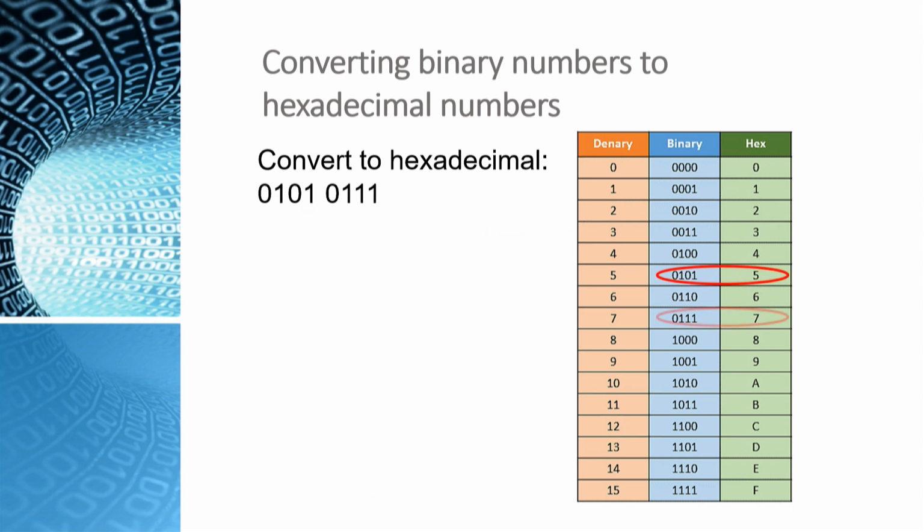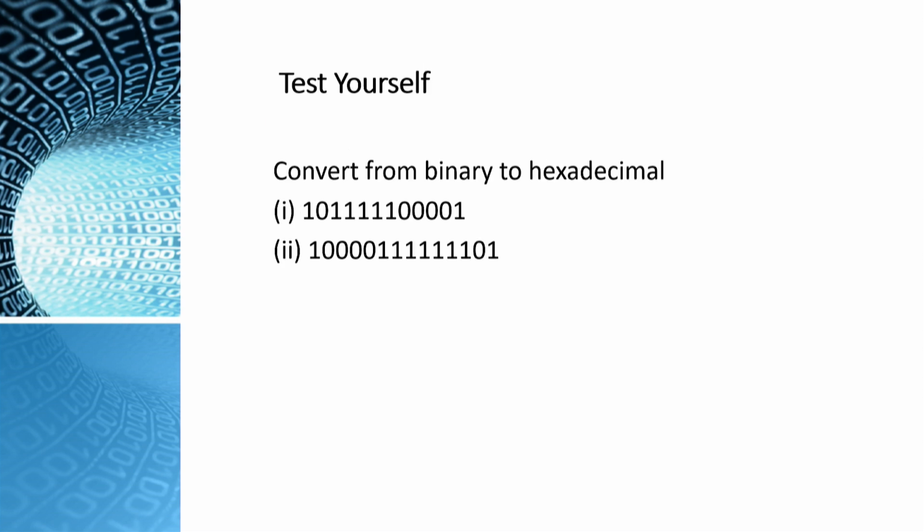Let's take a second example. The binary number 01010111 can be converted into an equivalent hexadecimal number of 57. Time to put pen to paper. These are the results that you should obtain.